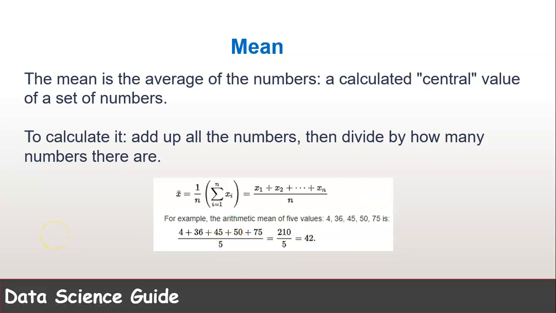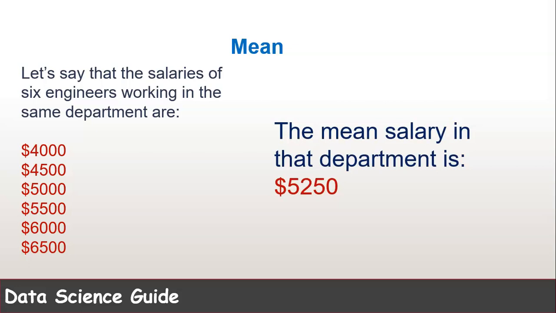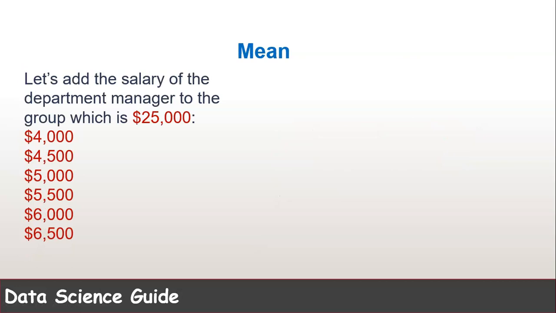And mean is important because it gives us an idea about the average values in a certain population. So let's say we have the salaries of 6 engineers working in the same department. And to find the mean, we find the total or the sum of all salaries and divide them by 6, so we can get the average salary in the department. So the average salary here is 5,250. Let's add the salary of the department manager to the group, which is 25,000, and see what will happen.